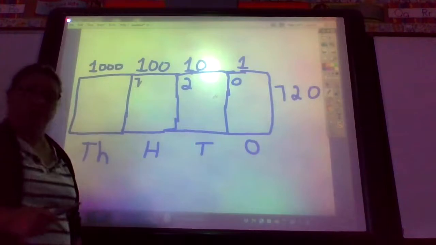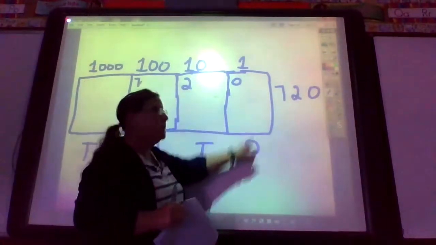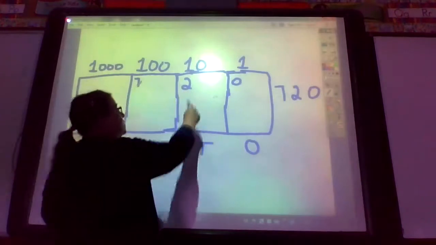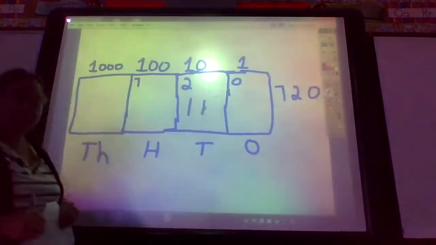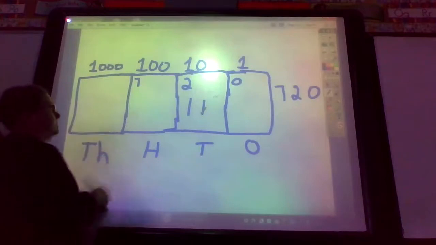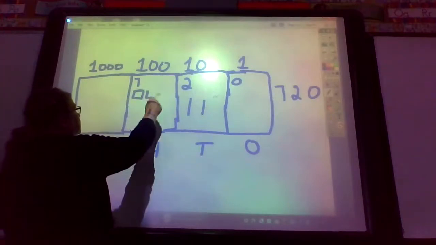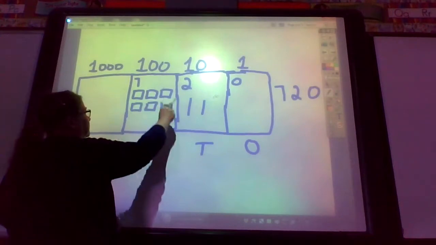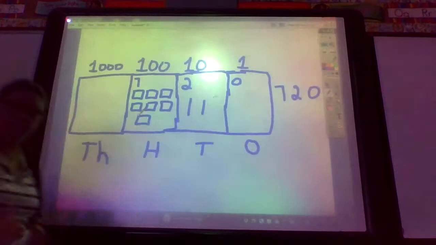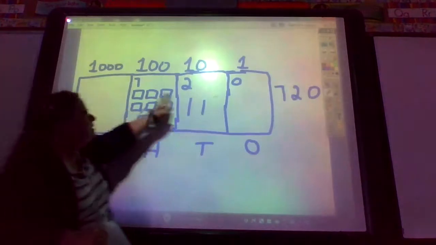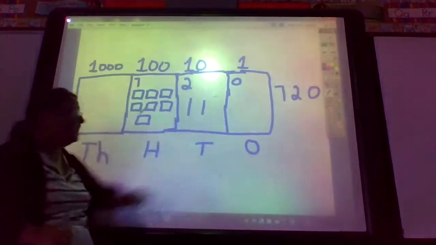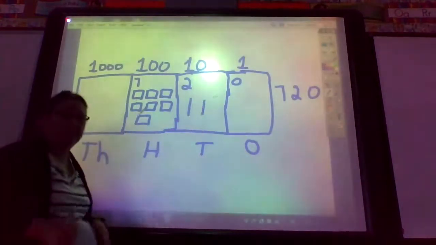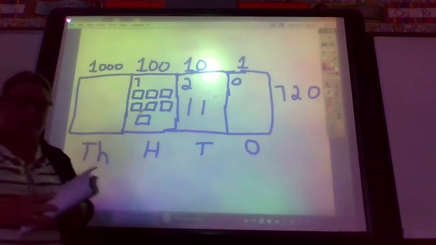Now I can draw my pictures. I don't have any ones, so I'm not putting any dots in there. I have 2 tens, so 10, 20. I have 7 hundreds. 100, 200, 300, 400, 500, 600, 700. 720. That is my number, 720.